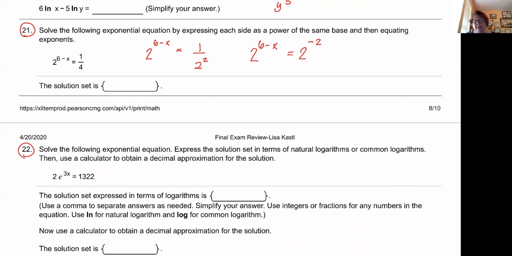And once the bases are the same, you can set the exponents equal to each other. So we have 6 minus x equals -2, and then solve that equation. I'd probably subtract 6 from both sides, and then divide by -1. And that looks like x is 8.